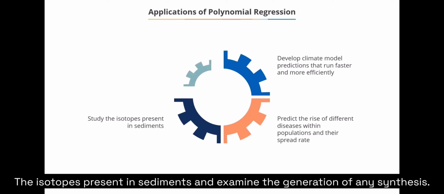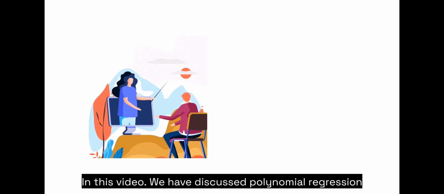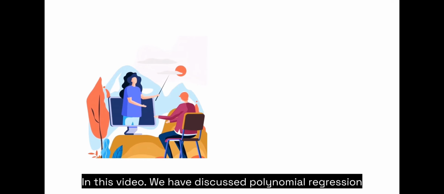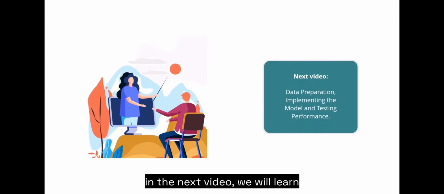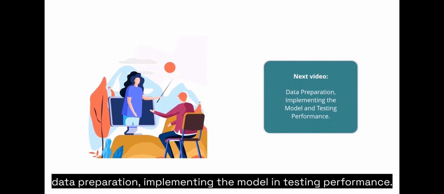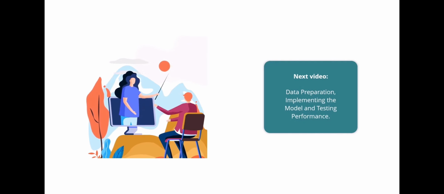Applications of polynomial regression. Machine learning techniques that use polynomial regression can be used to develop climate model predictions that run faster and more efficiently, predict the rise of different diseases within populations and their spread rate, study the isotopes present in sediments, and examine the generation of any synthesis. In this video, we have discussed polynomial regression. In the next video, we will learn data preparation, implementing the model and testing performance.